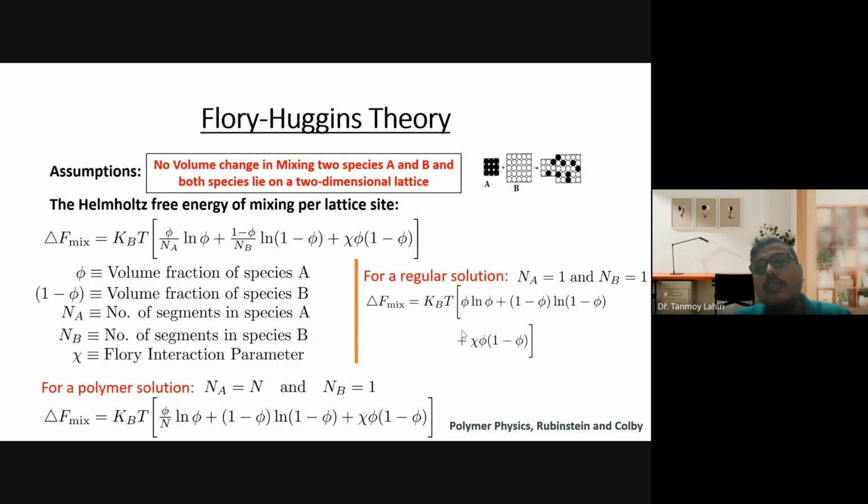Based on these real chain properties, that is, the interaction between monomers and the interaction with the solvent, Flory and Huggins derived what is known as the Flory-Huggins theory.